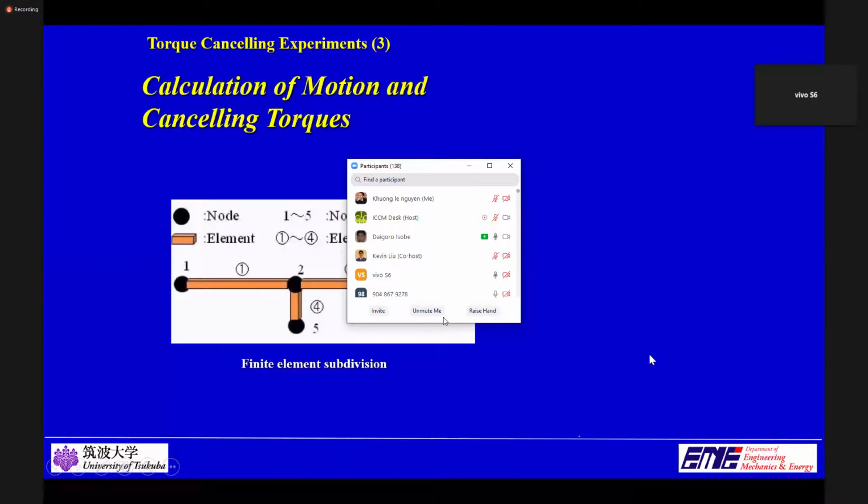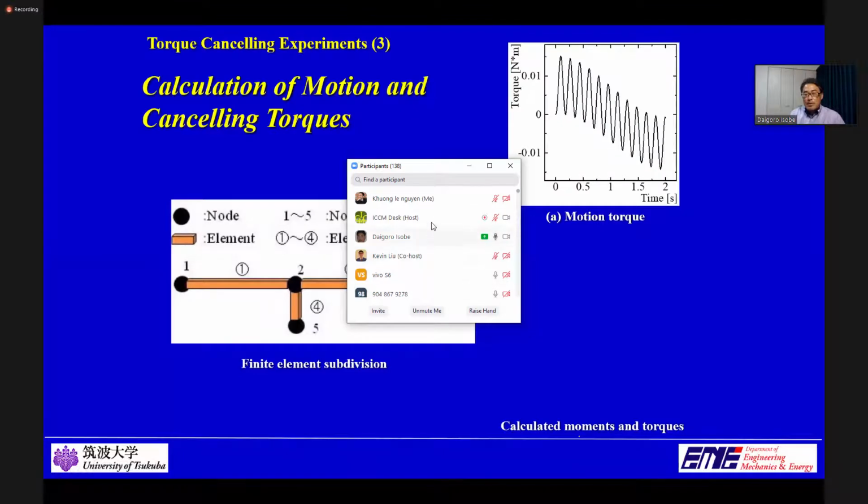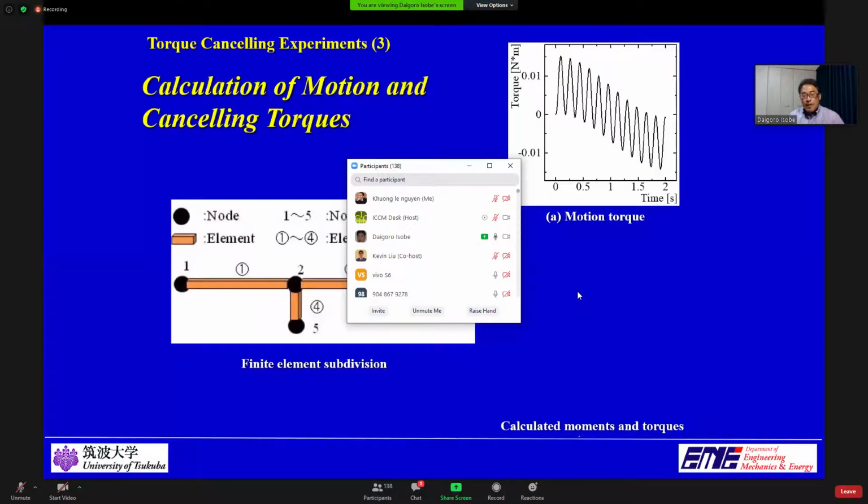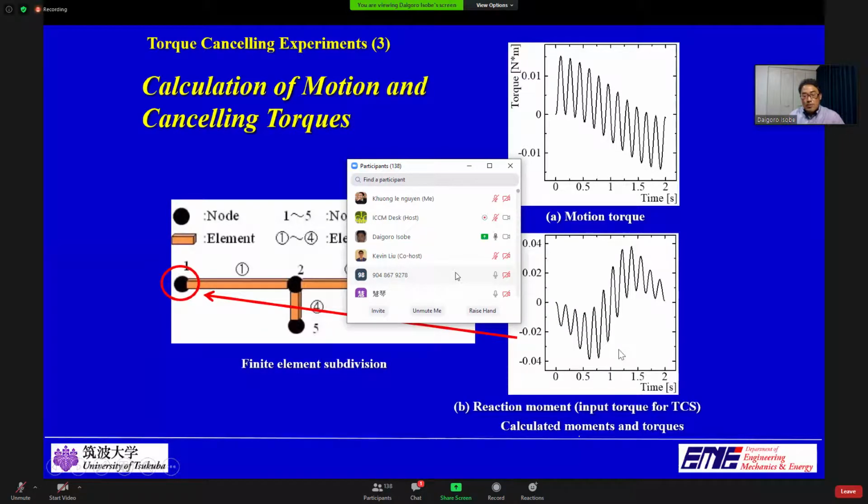A rotational motion of 5 radians in 2 seconds is given to this active link. The torque required for the active joint is obtained by the parallel solution scheme as shown in this figure. Reaction moment generated at the exact location of the TCS is calculated as shown in this figure. Please note the vibration of the calculated torques due to the elasticity of the flexible link.